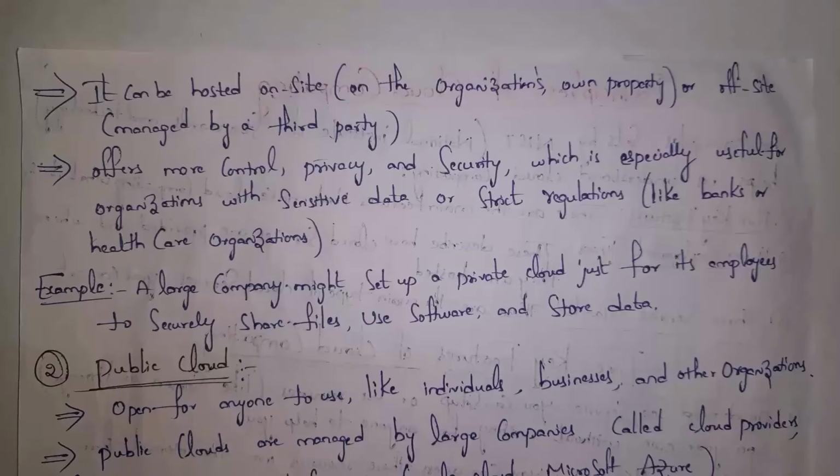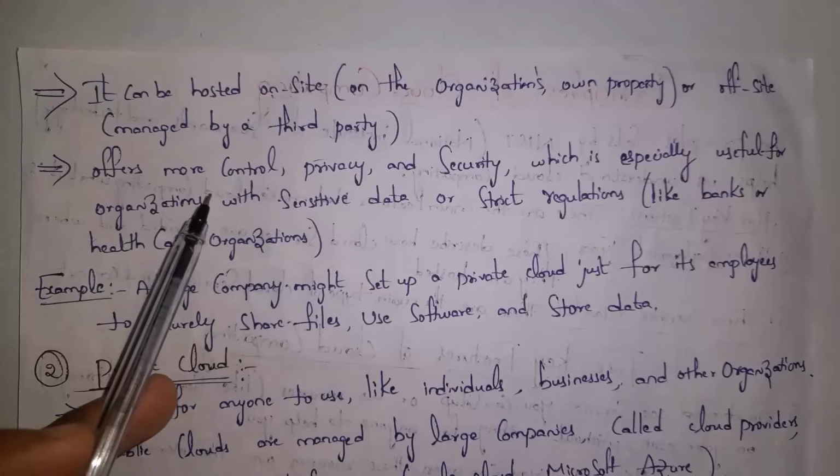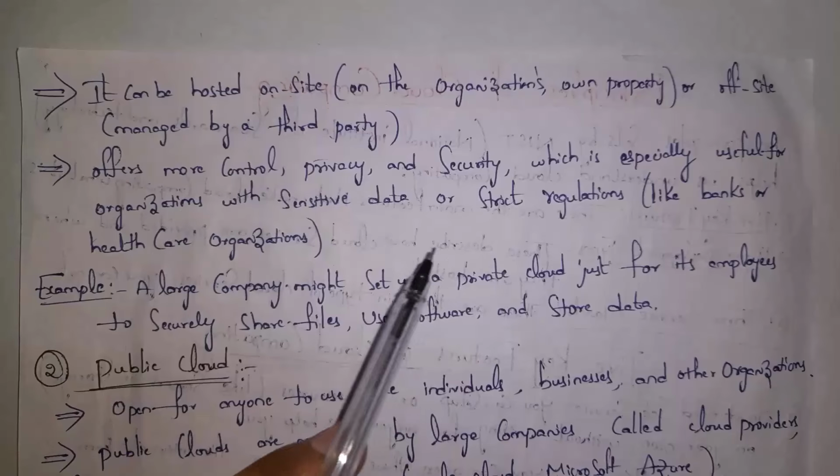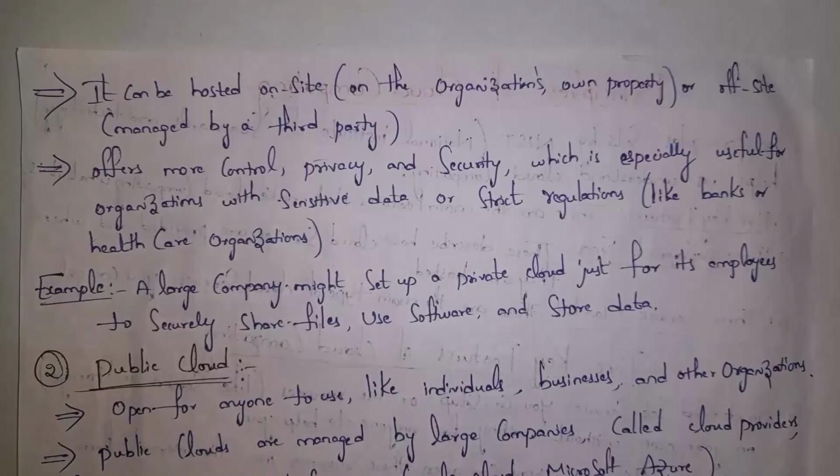As private cloud is accessed only by a particular company, your data will be secure. So there is more control on your data and there will be privacy and security. Most of the companies which handle sensitive data, for example banking and government organizations, will use private cloud because they want to keep data secure. So large companies will set up private cloud for their employees to securely store and share their files.